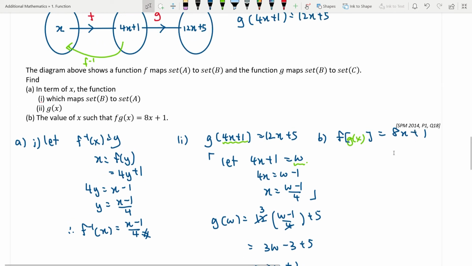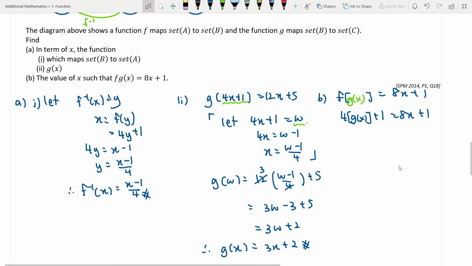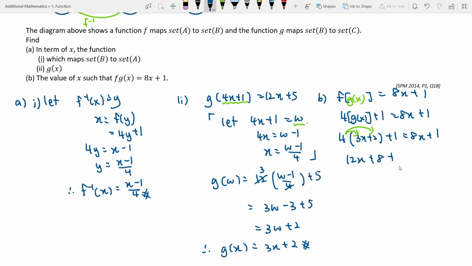Let's find the composite function for fg and solve the question at the same time. Function f is 4x plus 1. We have 4g of x plus 1 equal to 8x plus 1. The function g of x we already obtained in A2, and we substitute it. We get 4 multiplied with (3x plus 2) plus 1 equal to 8x plus 1. We expand the bracket: 12x plus 8 plus 1 equal to 8x plus 1.